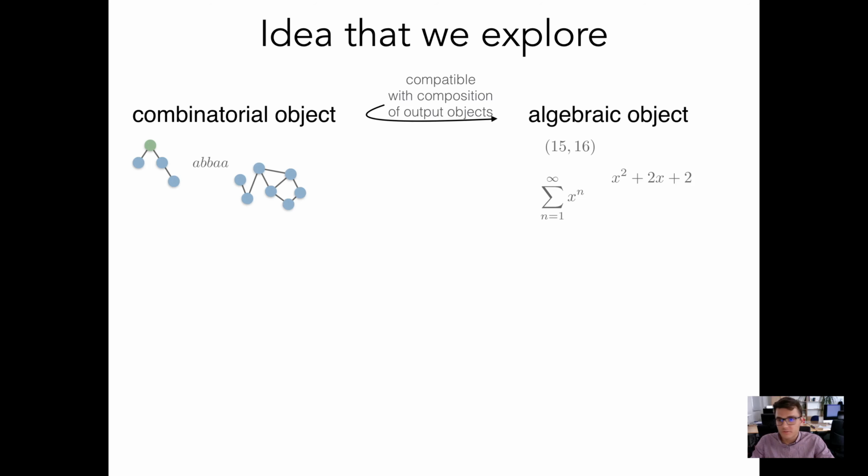The idea of the proof that we are exploring is that combinatorial objects, in our case graphs, sometimes can be encoded into algebraic objects like numbers or polynomials or power series. And it is important that this encoding should be compatible with composition of output objects. So if transductions output trees, then those algebraic objects should be compatible with the operation of joining the trees along the root. Let's go straight to the examples.